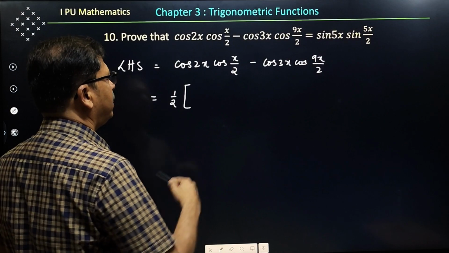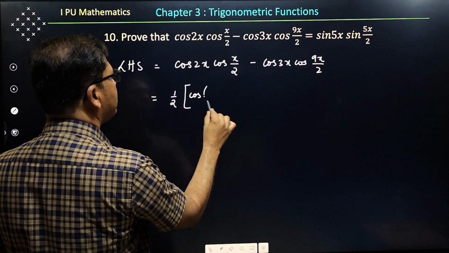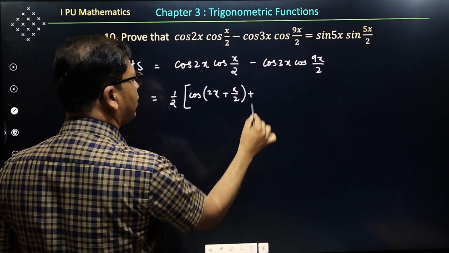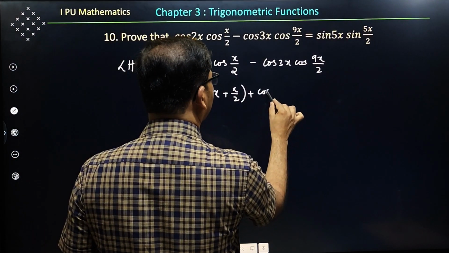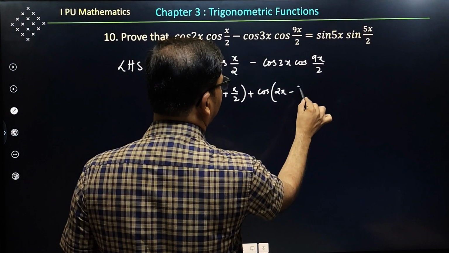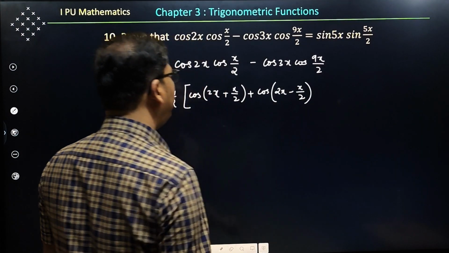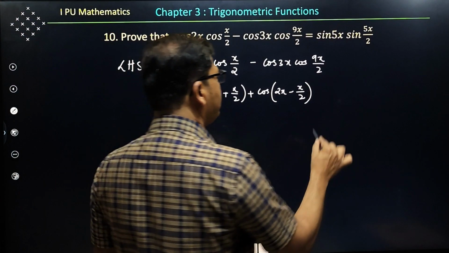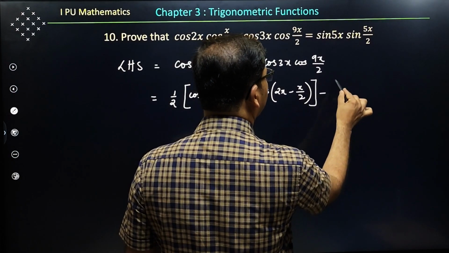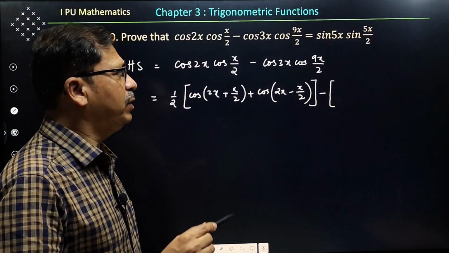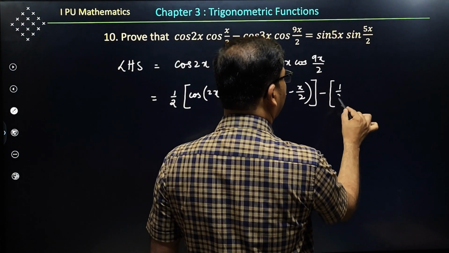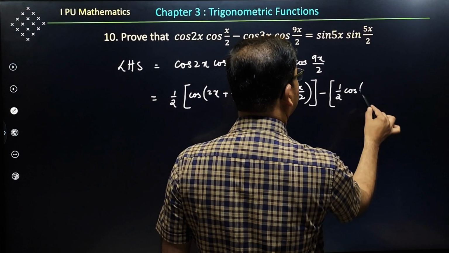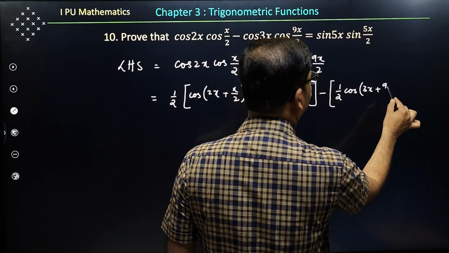1 by 2 into bracket cos plus cos, you will get cos of A plus B, that is 2x plus x by 2, and then plus cos of 2x minus x by 2. This is 1 by 2 into bracket cos of A plus B plus cos of A minus B. In the next part let me write with negative sign again 1 by 2 cos of A plus B, that is 3x plus 9x by 2.